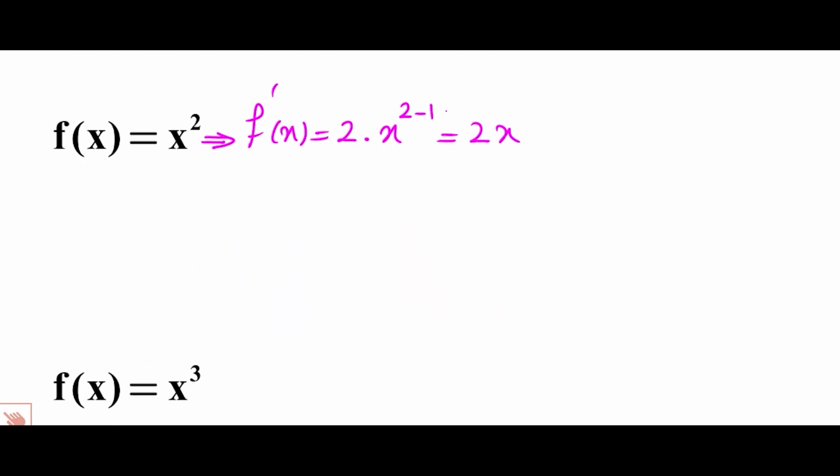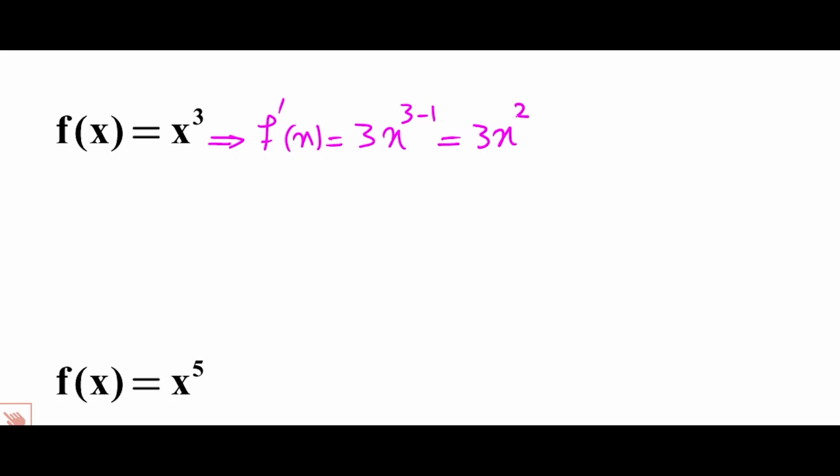Okay? Or if f of x is x cubed, then f prime of x is equal to, first bring down the 3 to the front, so we have 3 times x to the power of, then reduce that power by 1, 3 minus 1, so we have 3x squared.